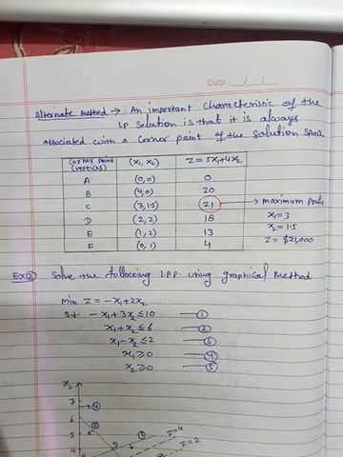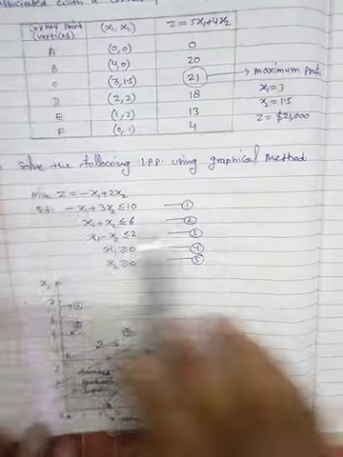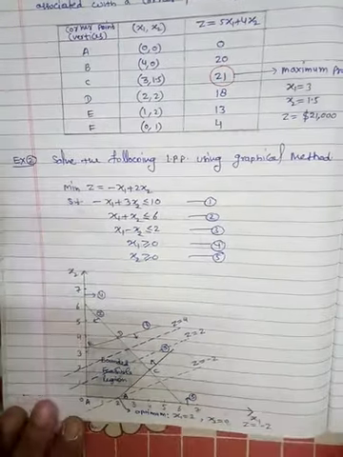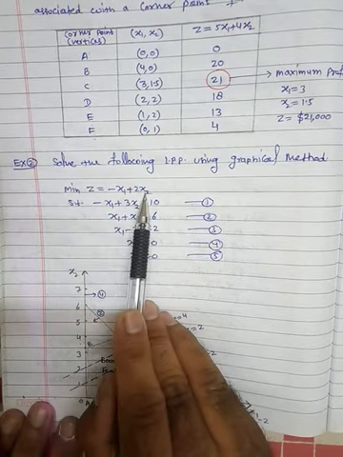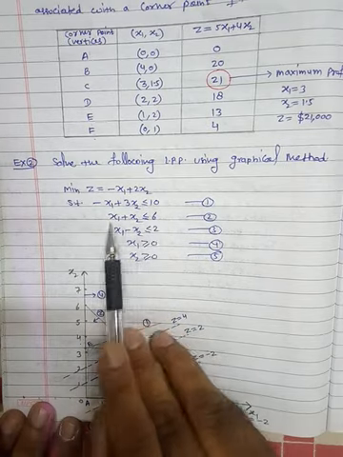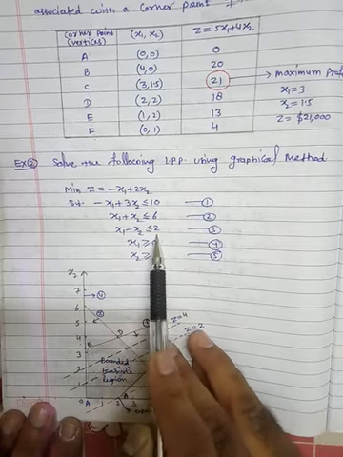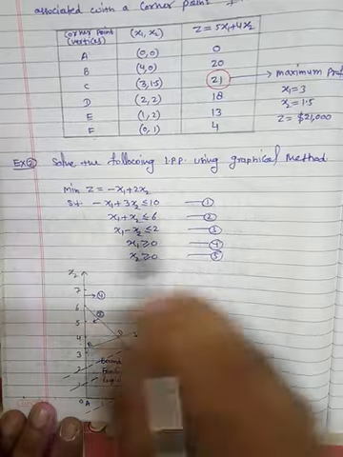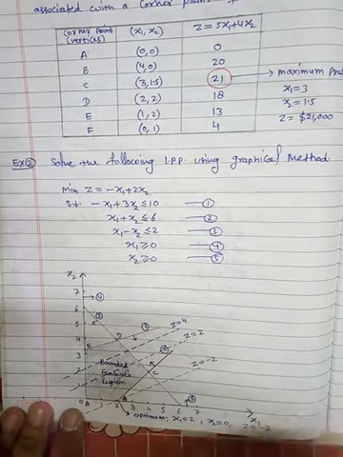Similarly, we have a problem for minimization. Solve the following LPP using the graphical method. So here the problem is minimize z is equal to minus x1 plus 2x2, subject to minus x1 plus 3x2 is less than or equal to 10, x1 plus x2 is less than or equal to 6, x1 minus x2 is less than or equal to 2, and x1 is greater than or equal to 0 and x2 is greater than or equal to 0. So these are the problem constraints. First we will draw the constraints.